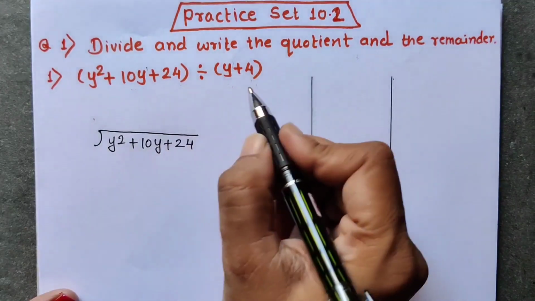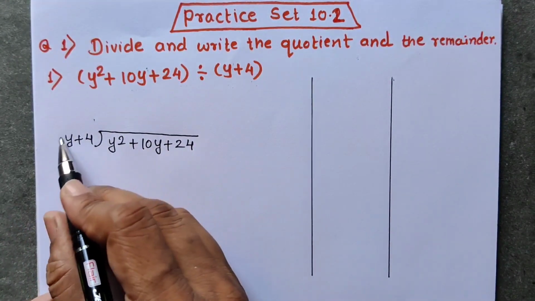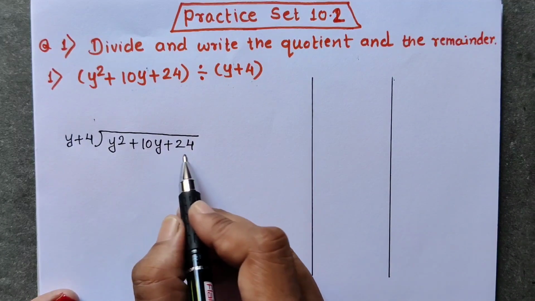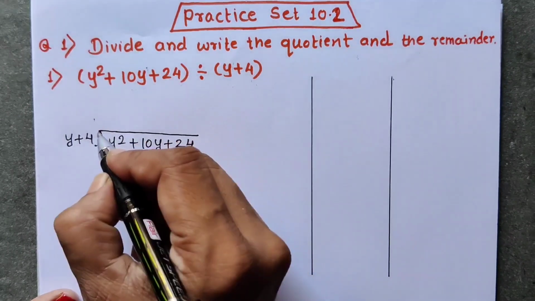So we write this outside the symbol. The polynomial which is written outside the symbol is called the divisor, and the polynomial which is written inside the symbol is known as the dividend. So now let us solve the sum.